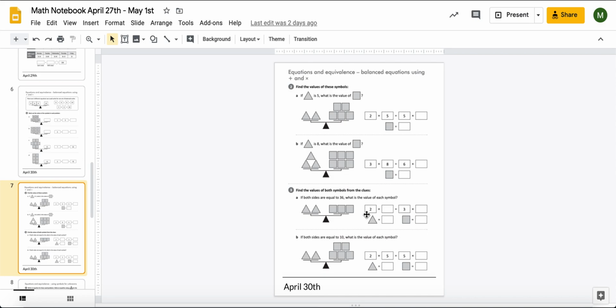The only thing that's changing down here is it's telling you what each side equals in these bottom two. So in this first example, A, it's now telling you that this side with 2 triangles has to equal 36, and this side with 3 squares has to equal 36. So now you need to figure out how much each of those triangles is worth if this side equals 36, and how much each of these squares is worth if this side has to equal 36. And you're going to do the same down here, just with each of them equaling 10.